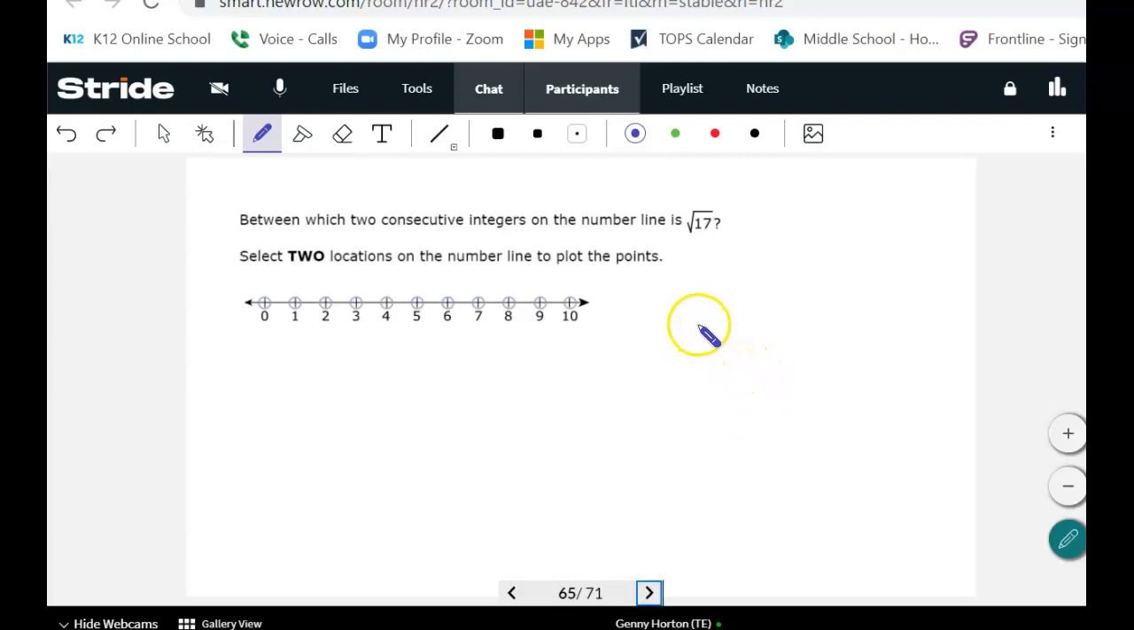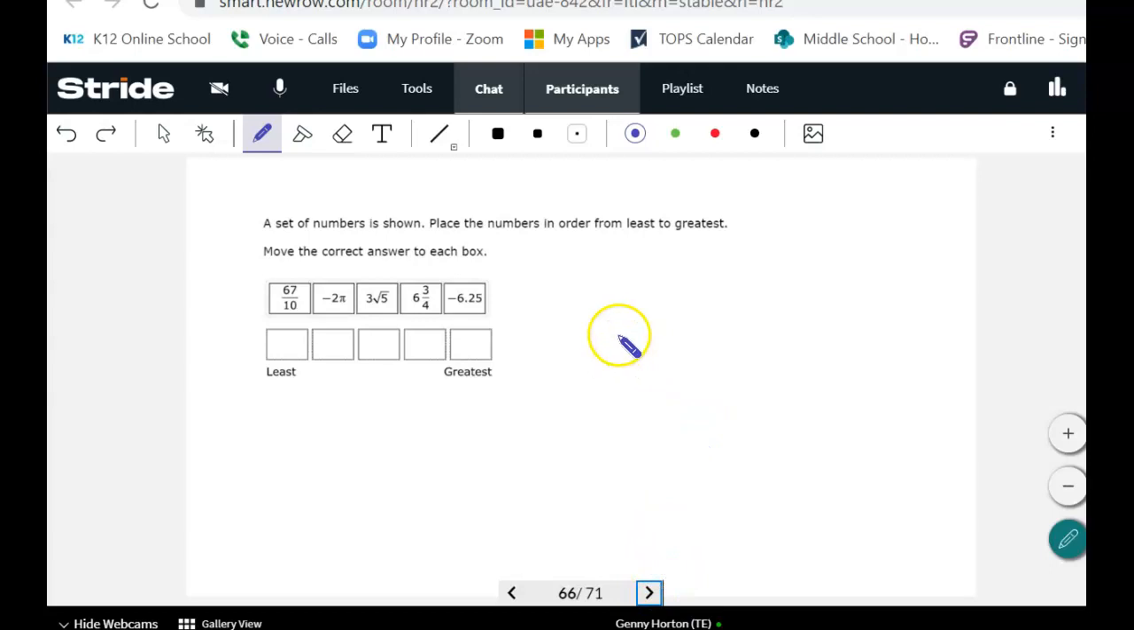All right, so then you want to use your calculator here. It says between which two consecutive integers is the square root of 17. Turn it on. Second, x squared, the square root of 17 is 4.123. So this is approximately 4.123. It is located between 4 and 5.